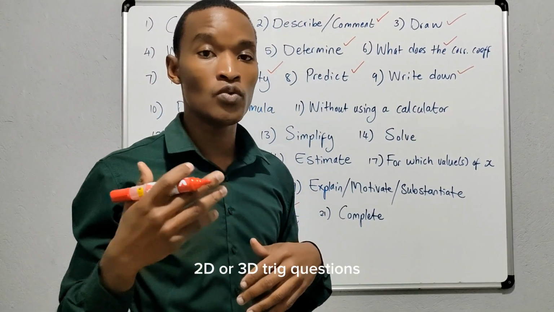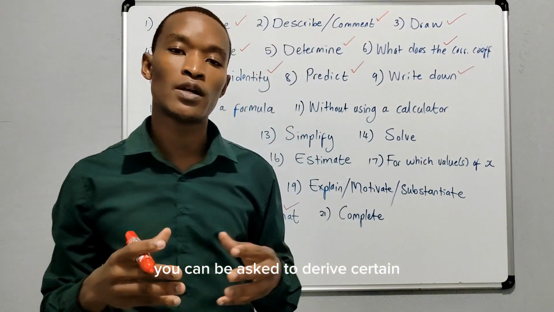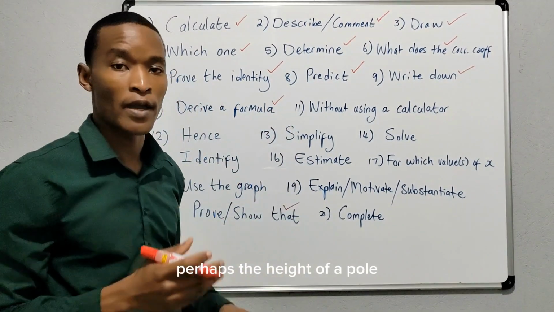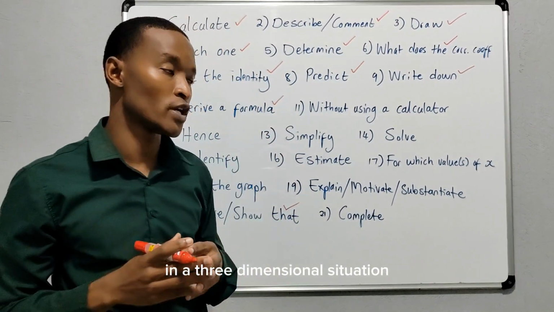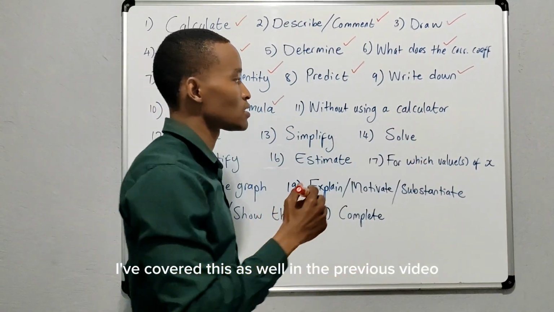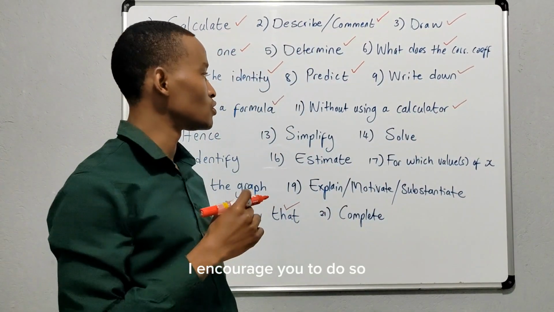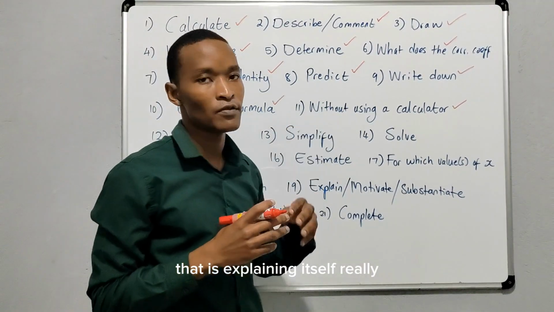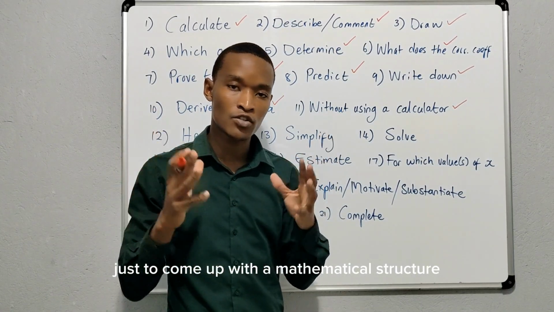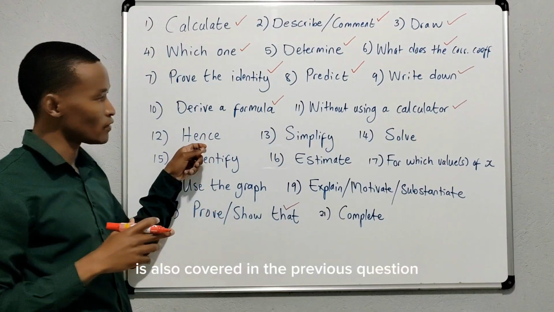Okay, 2D or 3D trig questions, you can be asked to derive certain equations that represent perhaps the height of a pole in a three-dimensional situation. Great stuff. Number 11, without using a calculator, I've covered this as well in the previous video. If you have not watched it, I encourage you to do so. That is explaining itself. Really, it's using your brains here just to come up with a mathematical structured solution to the question.